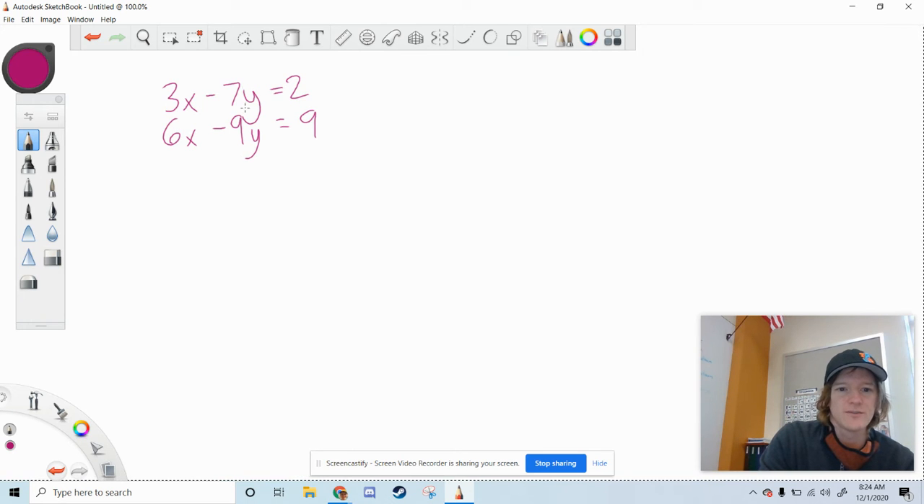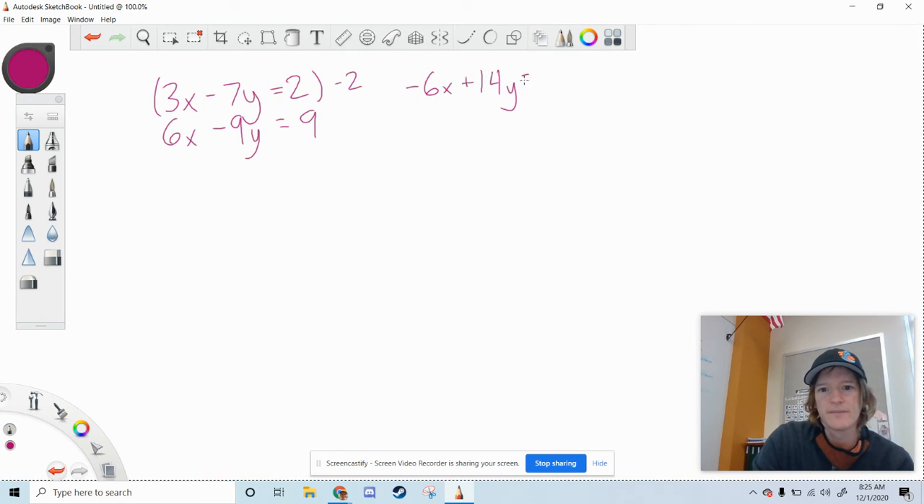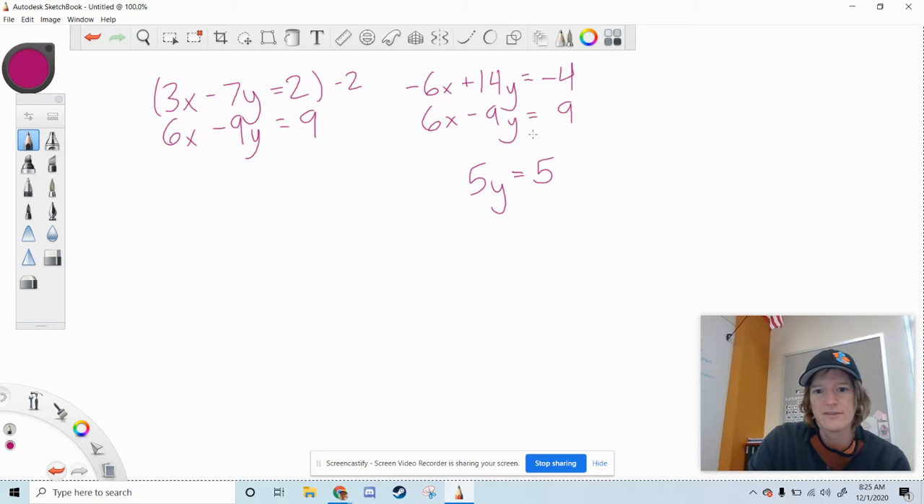For the y's, I'd have to make these positive and negative 63. So we'd have to change them both. So let's just multiply this top one by negative 2, because then we'll have negative 6x plus 14y equals negative 4. We'll have positive 6x minus 9y equals 9. X's will go away. We'll have 5y equals 5.